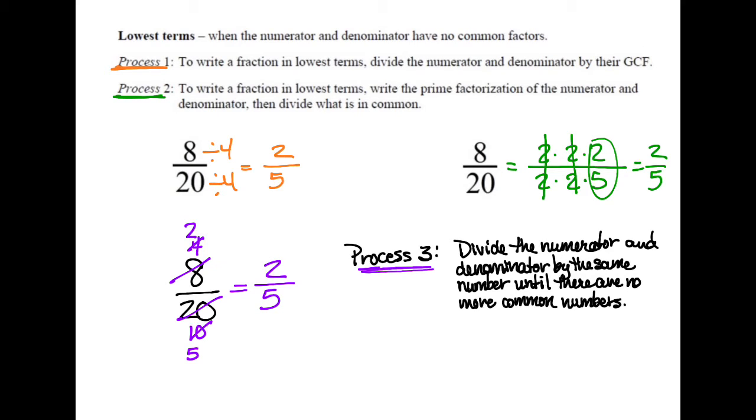Okay, so I tried to write it out so it makes sense. So divide the numerator and the denominator by the same number until there are no more common numbers. I hope that makes sense. Okay, I'll show you how to do it again on another problem on another page.